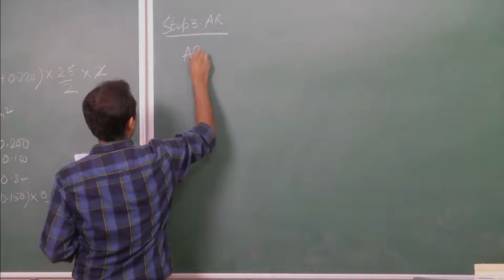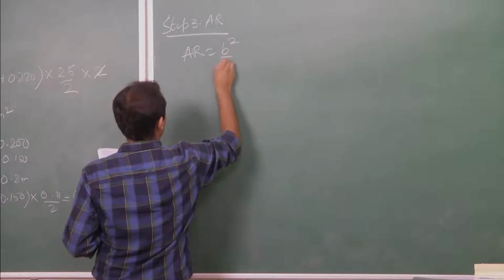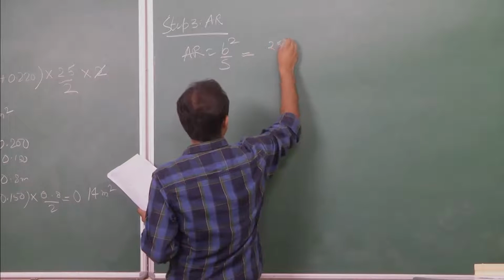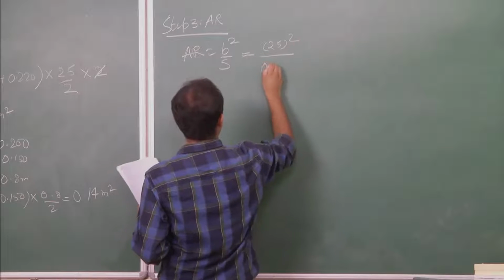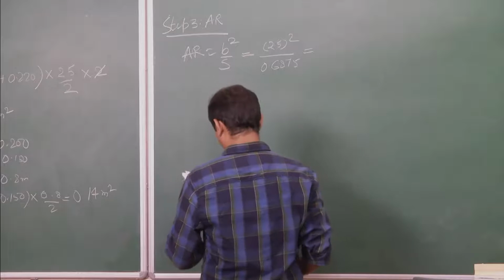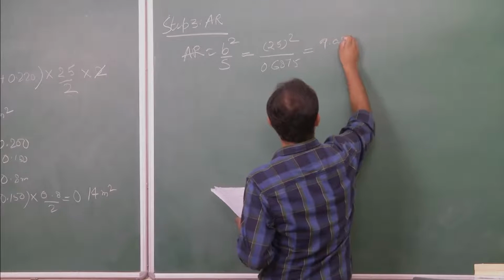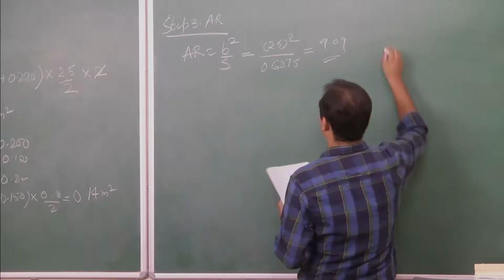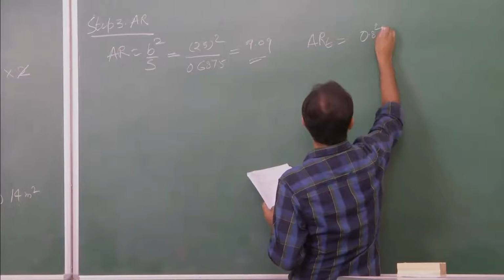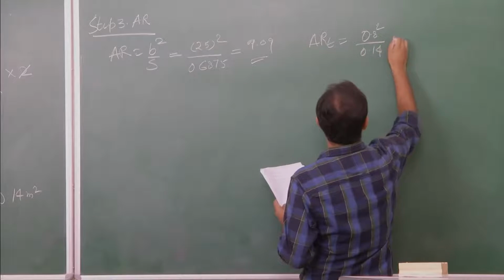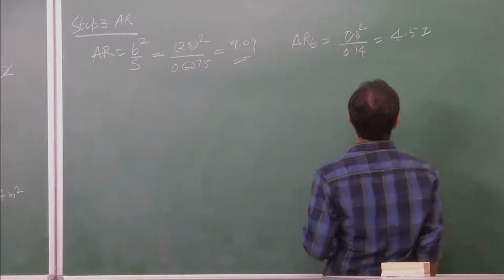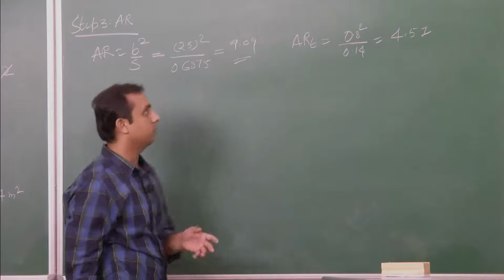We know that aspect ratio is given by b square by S. We already know the span for the wing is 2.5 meters and the area we got as 0.6875, which gives me an aspect ratio of 9.09. Similarly, aspect ratio for the tail is 0.8 whole square by 0.14, which is around 4.57. And in the case of the tail, aspect ratio is usually between 4 and 5.